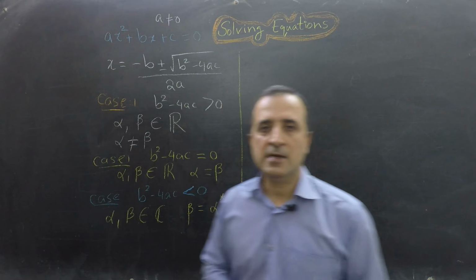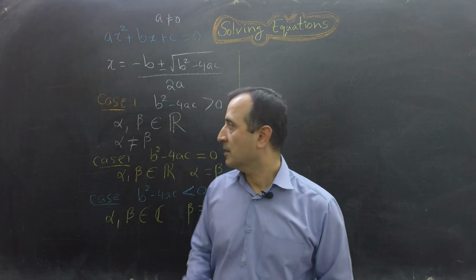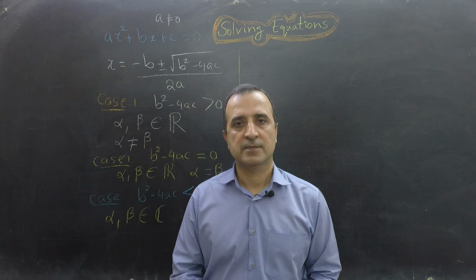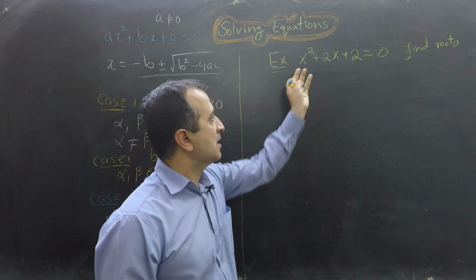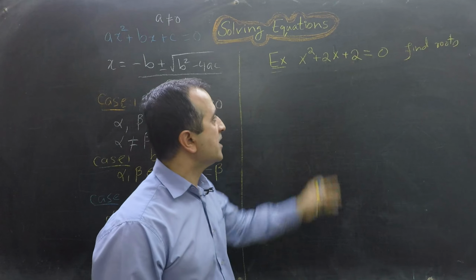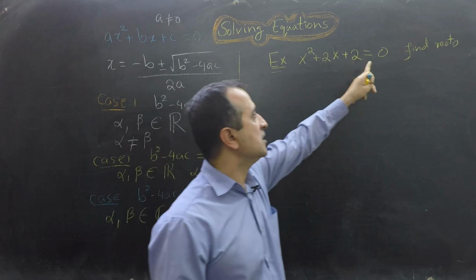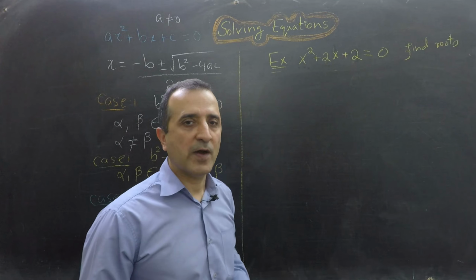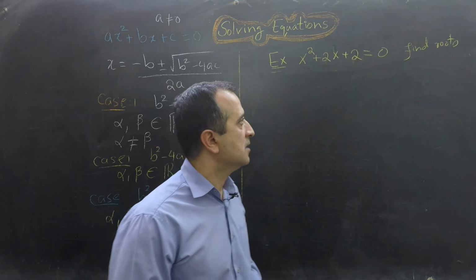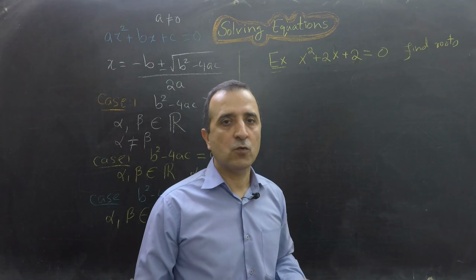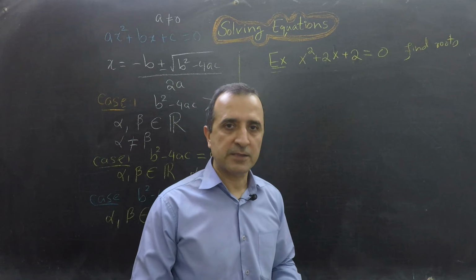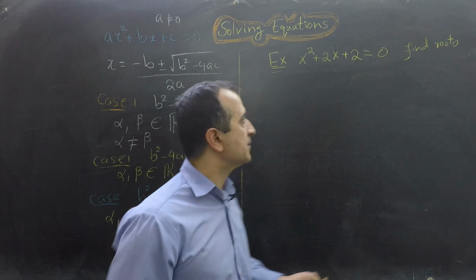So let's see an example to further clarify these concepts. In this example, I have been given a quadratic equation, which is x square plus 2x plus 2 equals 0. I have to find the roots of this equation. So let's quickly check if the roots of this equation will be complex, distinct or real.